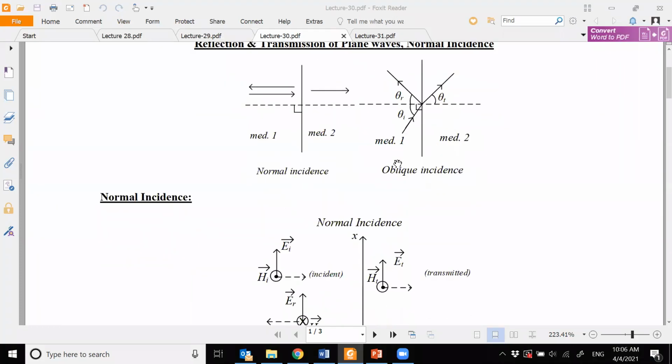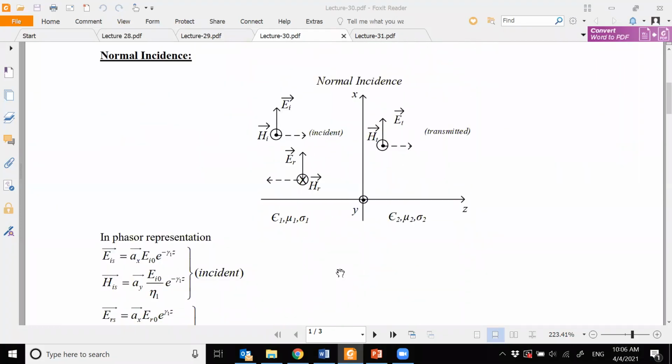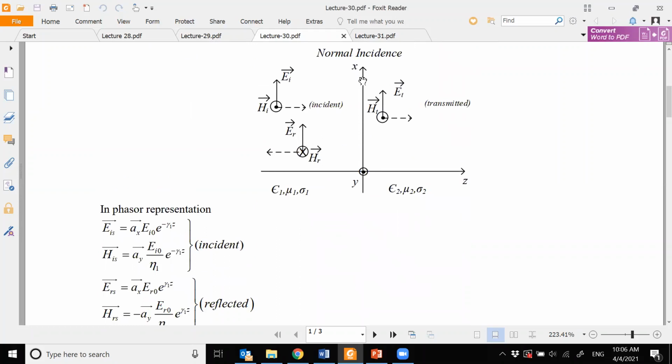Okay. So in the normal incidence, this is my setup, where I have two regions, as you can see. The x-axis, or the xy plane, is my boundary. Here you have medium 1, whose characteristics are epsilon 1, mu 1, and sigma 1. Medium 2 has epsilon 2, mu 2, and sigma 2. And here is my incident field.